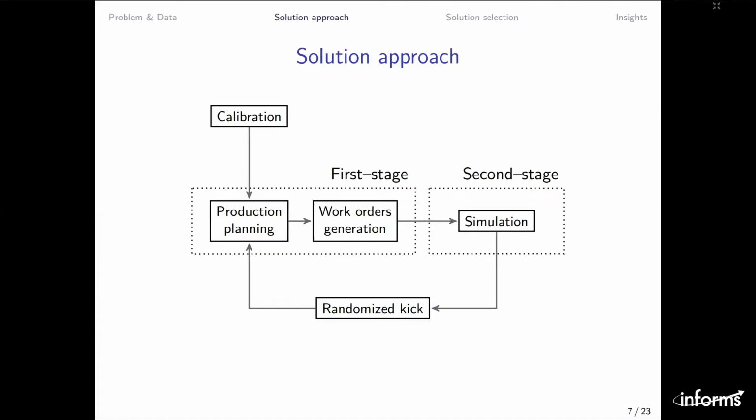Concerning our solution approach, here we observe the general flowchart, which is composed of 5 processes that I will later describe: production planning, work orders generation, simulation, randomized kick, and calibration.